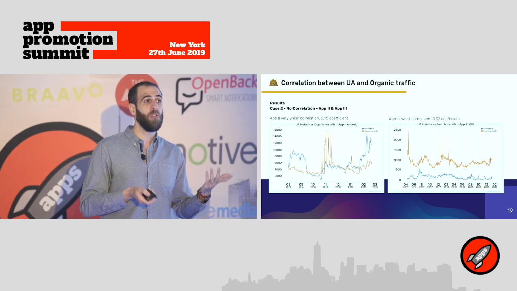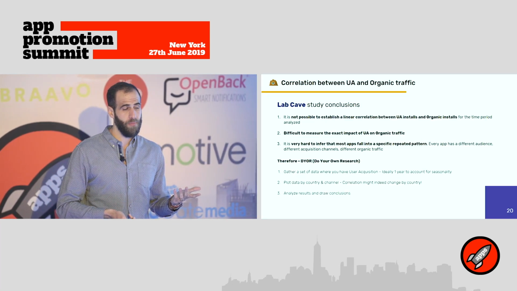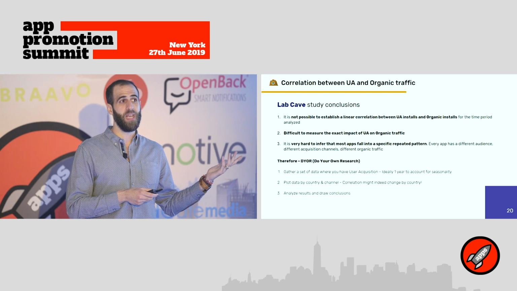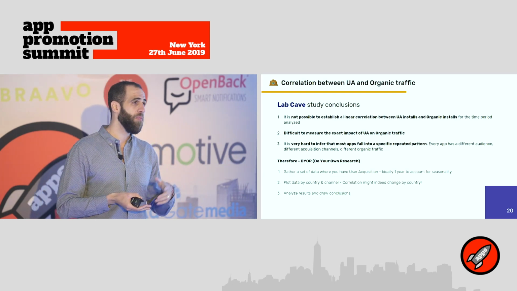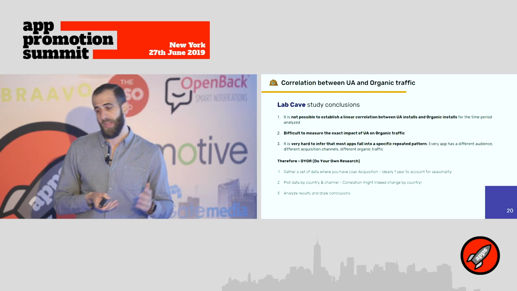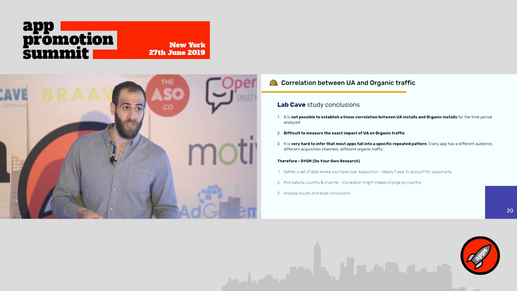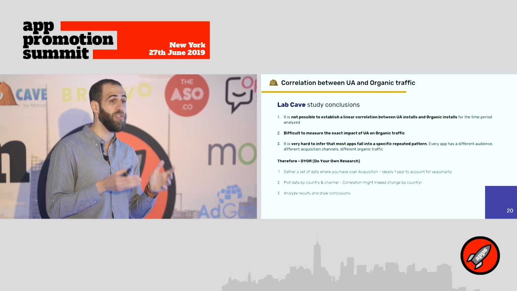So which takes us to the conclusion at LabCave: we analyzed these apps and we realized that actually you have to do your own research. Doesn't matter what Branch tells you, doesn't matter what StoreMaven tells you, doesn't even matter what LabCave and Rick tells you here today. You got to analyze your data.